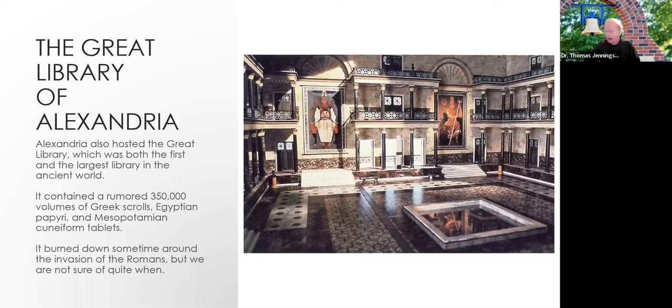There were other great libraries, the Library of Ephesus in Turkey, the Library of Pergamon in Turkey, but this was the original, and it burned down sometime after the conquest of the Romans, sometime between Cleopatra and about 300 AD. You also hear a lot of rumors about, oh, all the knowledge that was lost in Alexandria, we'd be 1,000 years more advanced if it hadn't burned down.